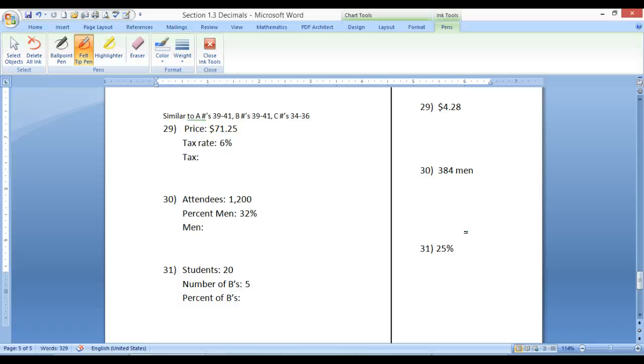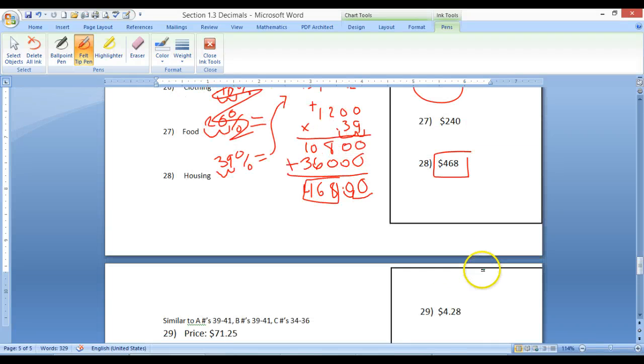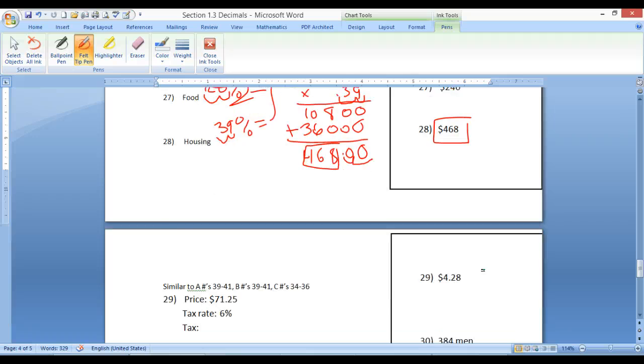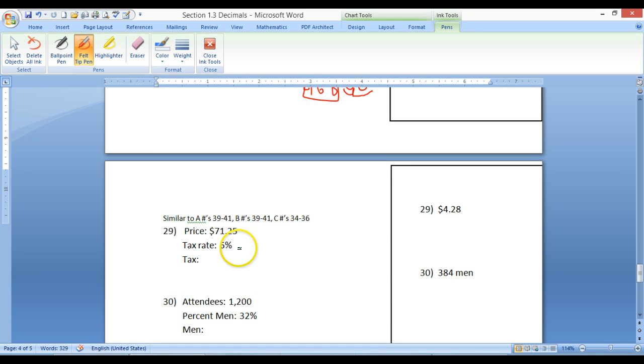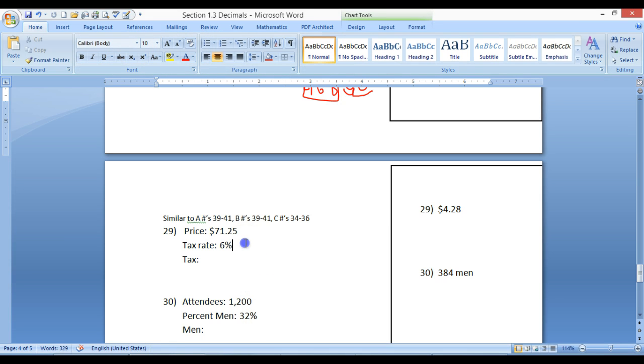Same idea as before, because up here, I have 6% of $71.25. Of means multiply. So I need to multiply my 6% to the 71.25. But I need to make this a decimal. And I'm going to type it out because my handwriting is probably driving everyone crazy, especially on the computer.